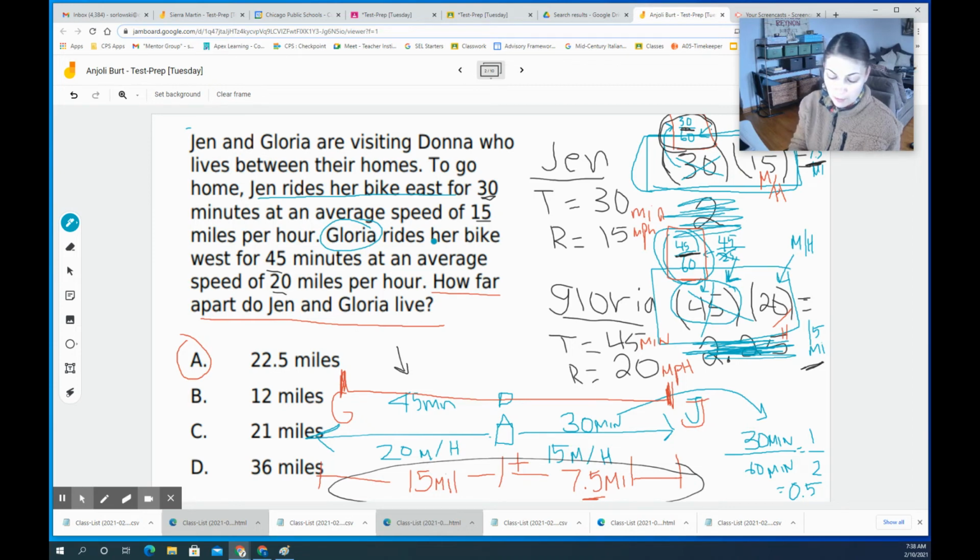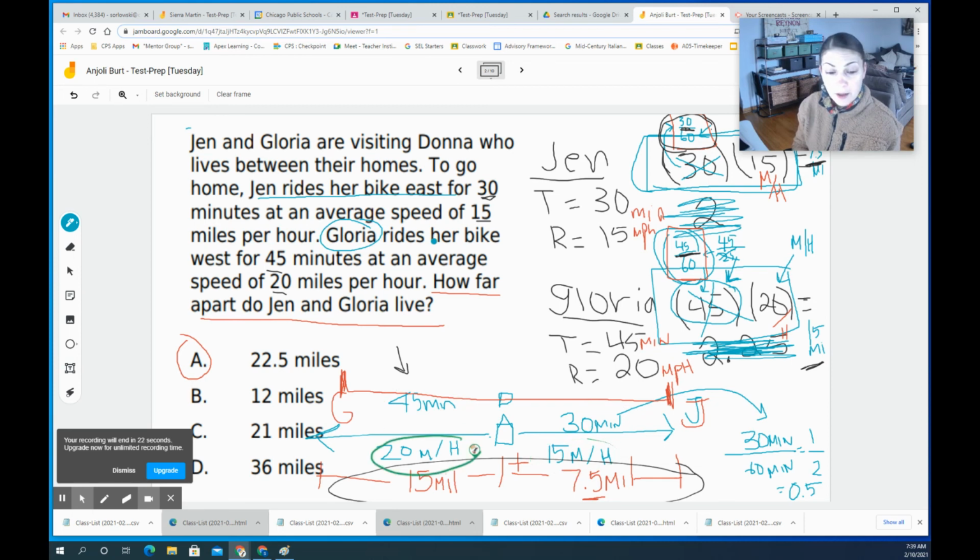So you see here how Bert tried to keep that visually present on the side. And it's nice to do that, to add notes on the side so you can recall things. Gloria rides her bike west for 45 minutes at an average speed of 20 miles per hour. Well, they just used the words west and east. So I'm definitely going to use this direction, east for Jen and west for Gloria. I know they travel 30 minutes on the left. Gloria is traveling 45. And I know the speed they're going.